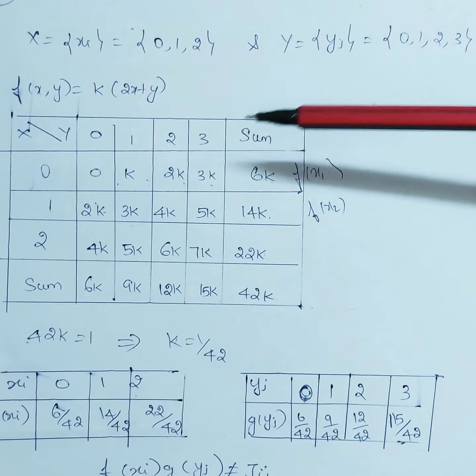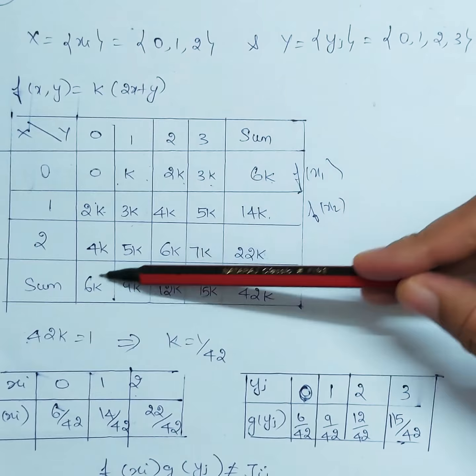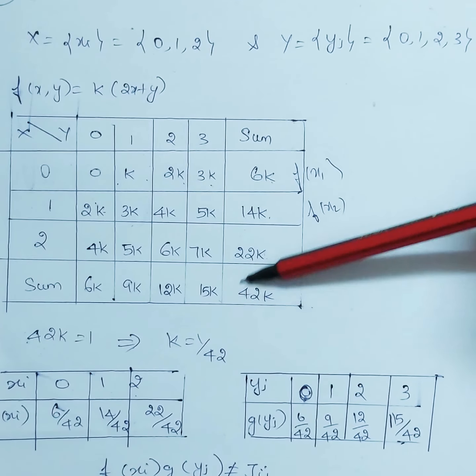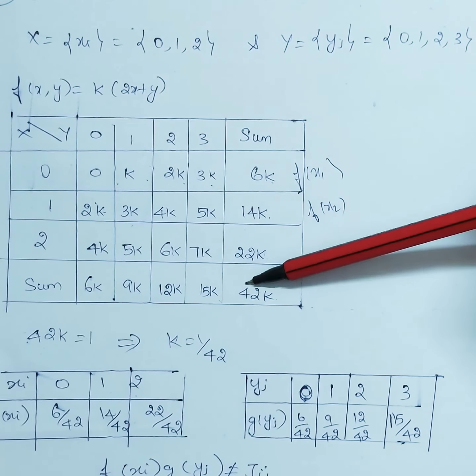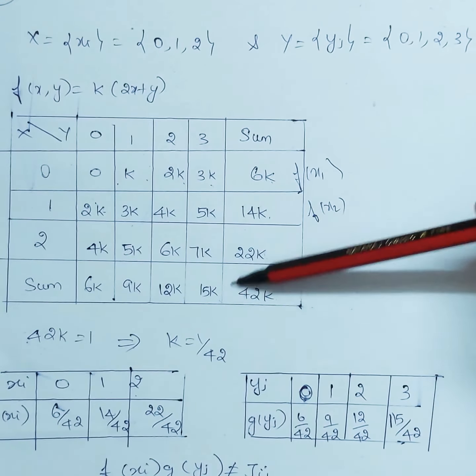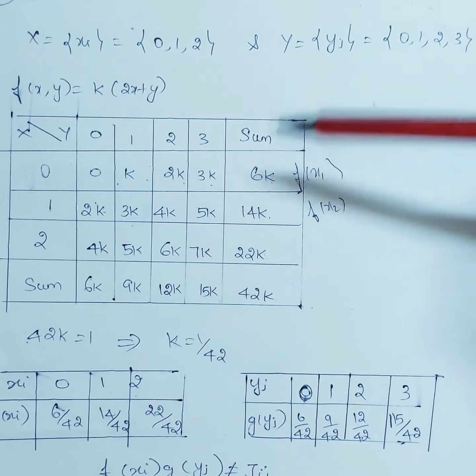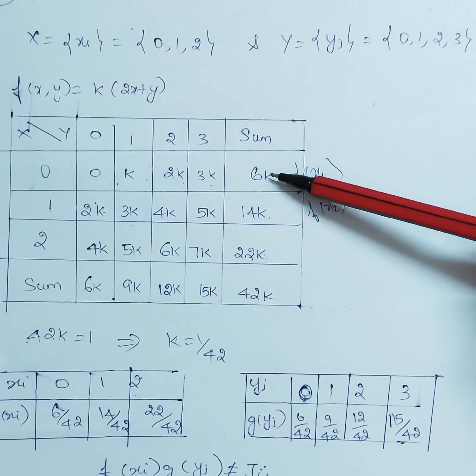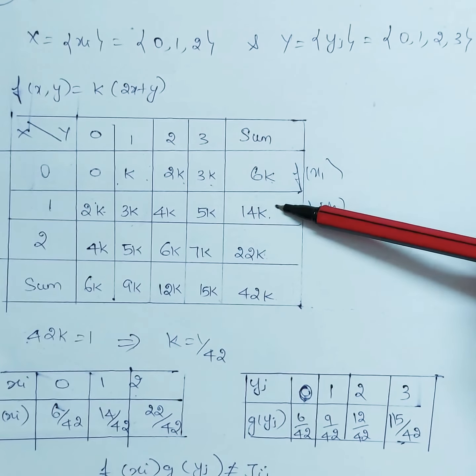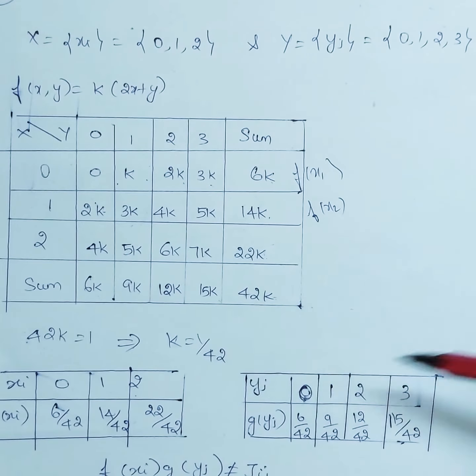Similar to the discrete version, when we add all these values, the summation should be equal to 1. If you add this way or this way, anyhow you will get the same value, 42k. So even if you make any silly mistake, if you add this way and this way also, you should get the same value. If you get the same value, then you didn't make any mistake. If you are getting a different value, then you might have made some silly mistakes in the calculation. So adding these values, 6k plus 14k plus 22k, what are you getting? 42k. So 42k is 1, therefore k is 1 by 42.